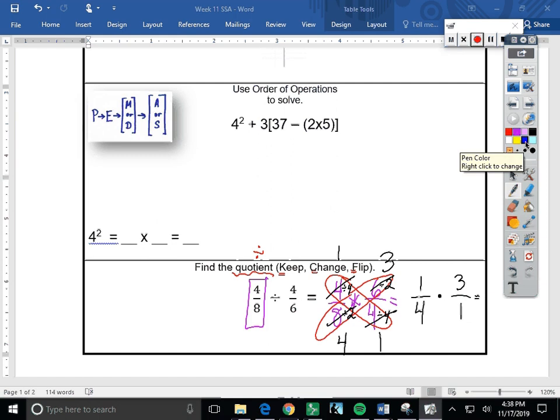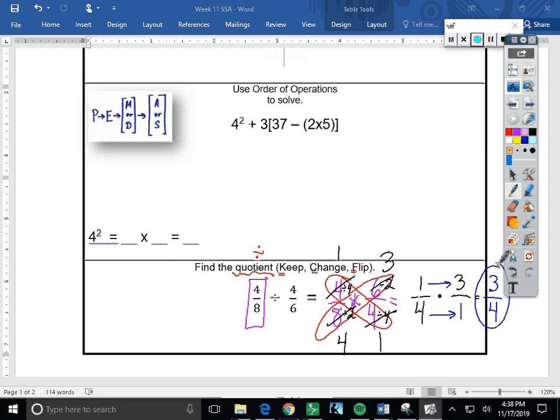Well, no other cross-simplifying that I see, so in this case I'm going to multiply straight across. 1 times 3 is 3, and straight across to my denominator, 1 times 4 is 4. Oops, I do think I said that right. 1 times 4 is 4. Yeah, there we go. 3/4 is the final answer. That's what they're looking for.